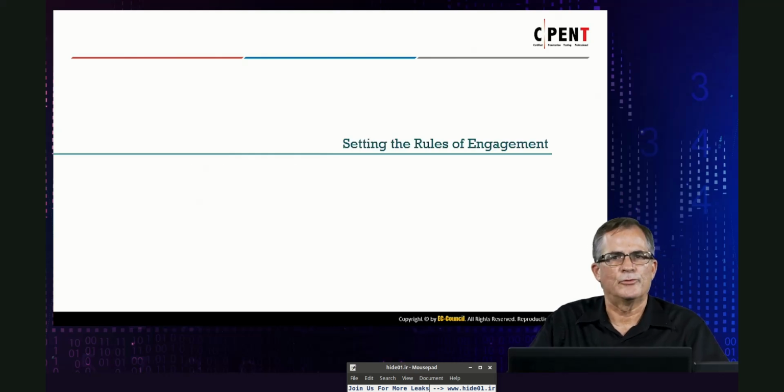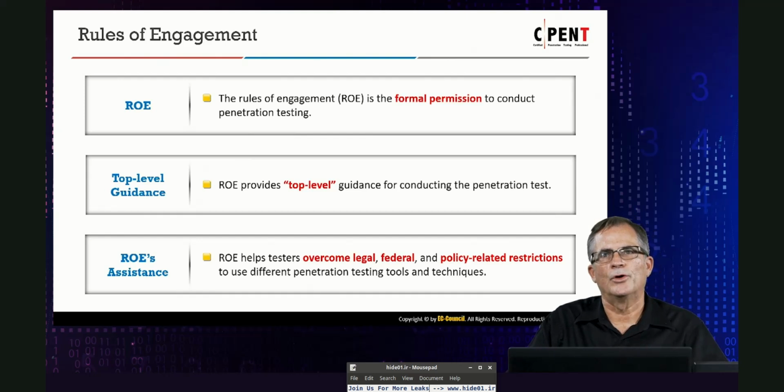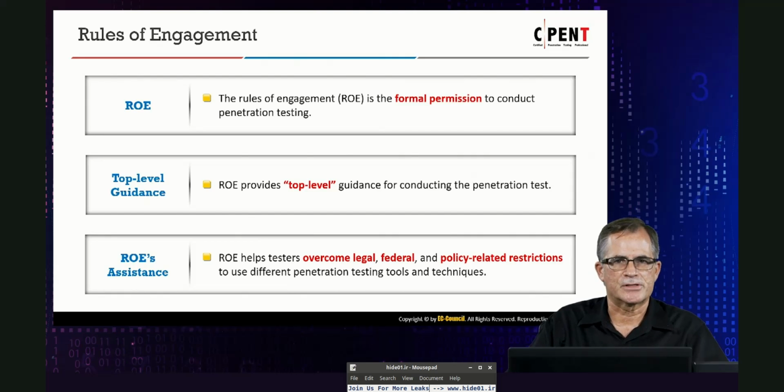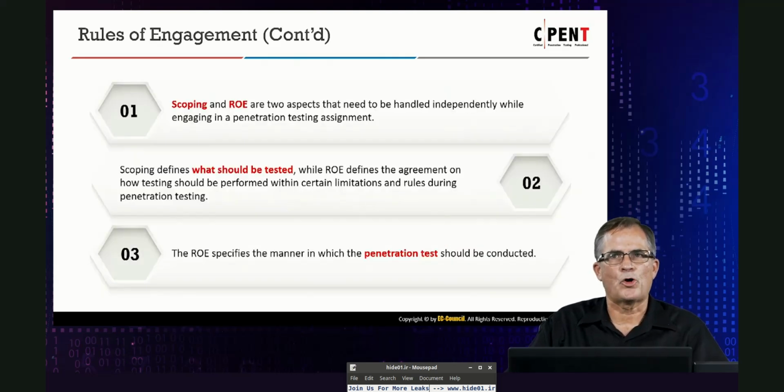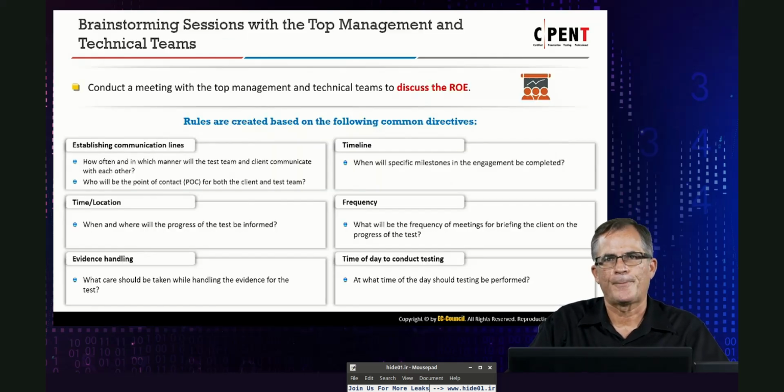So how do we set the rules of engagement? Well, we have to know what the client wants to achieve. The rules of engagement are our permission to conduct the test, top-level guidance, and then the legal, federal, and policy-related restrictions. All these are different things we have to concern ourselves with. The scoping and ROE are two aspects that have to be handled independently: what should be tested, how it's tested, and the manner in which it's going to be tested. All these are different components of the rules of engagement.